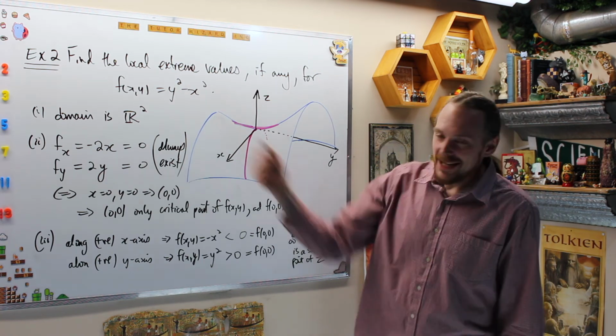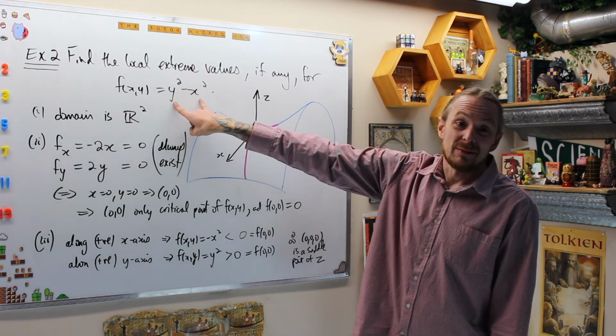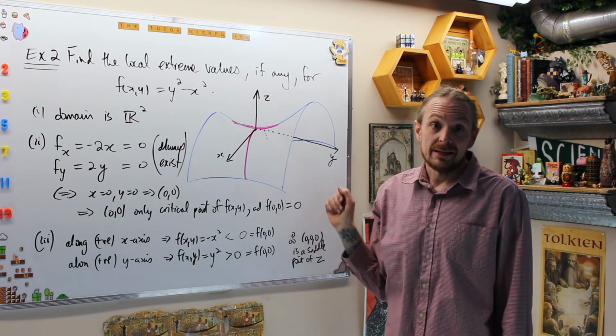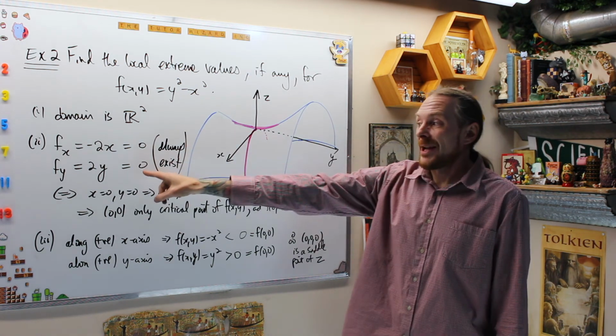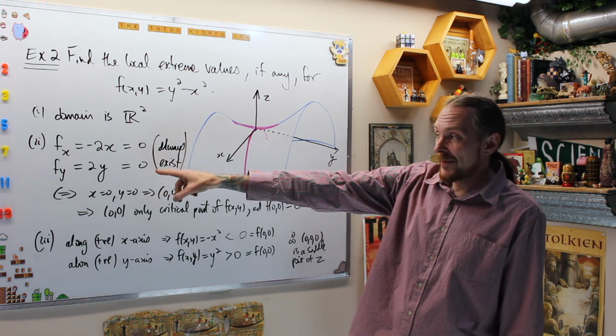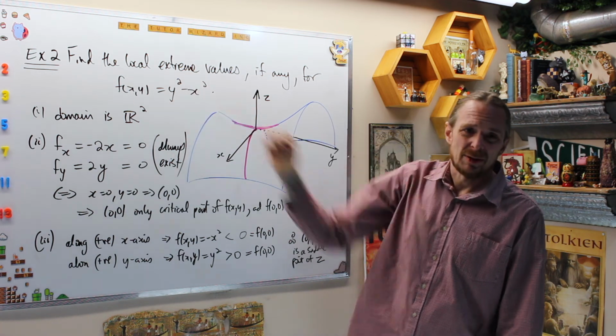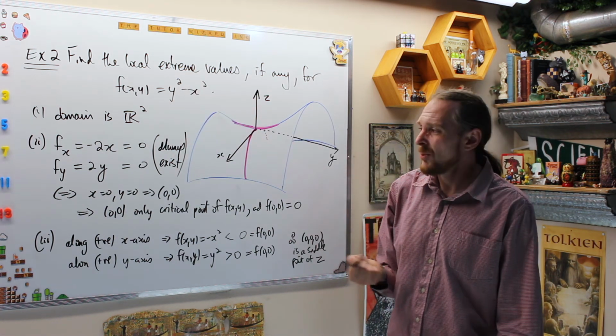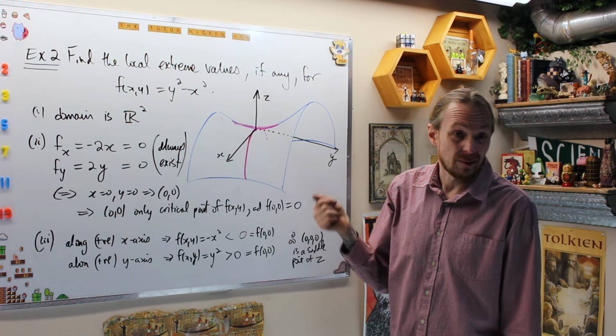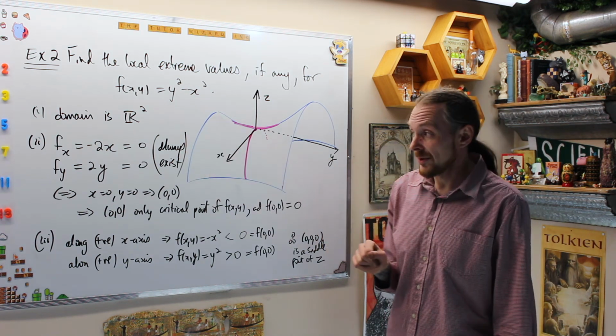What do we check? We check the domain. Again, it's a polynomial in 2 variables, so the domain is R squared. Then I find the first partial derivatives. Because this was polynomials, the first partial derivatives are also going to be polynomials in x and y. Therefore, they always exist. So there will be no critical points where the first partial derivatives don't exist.